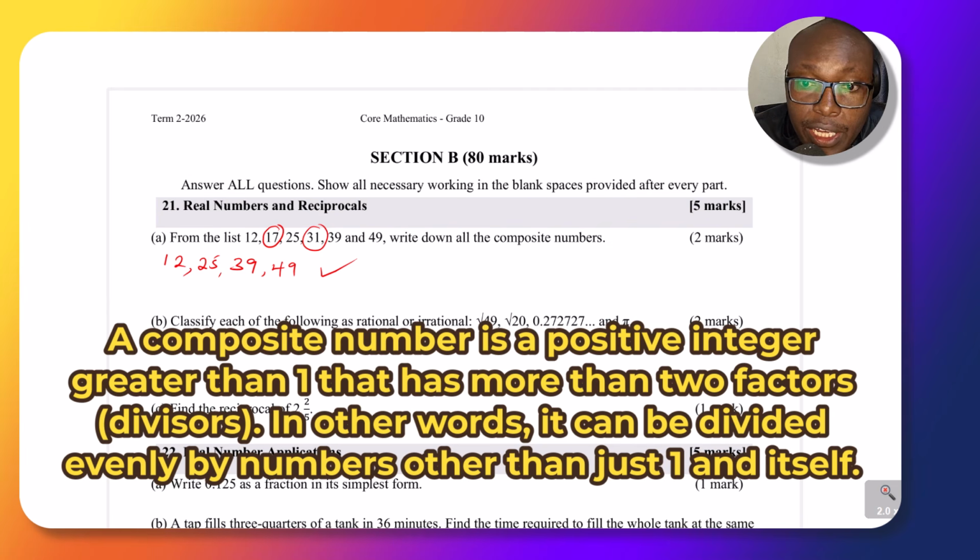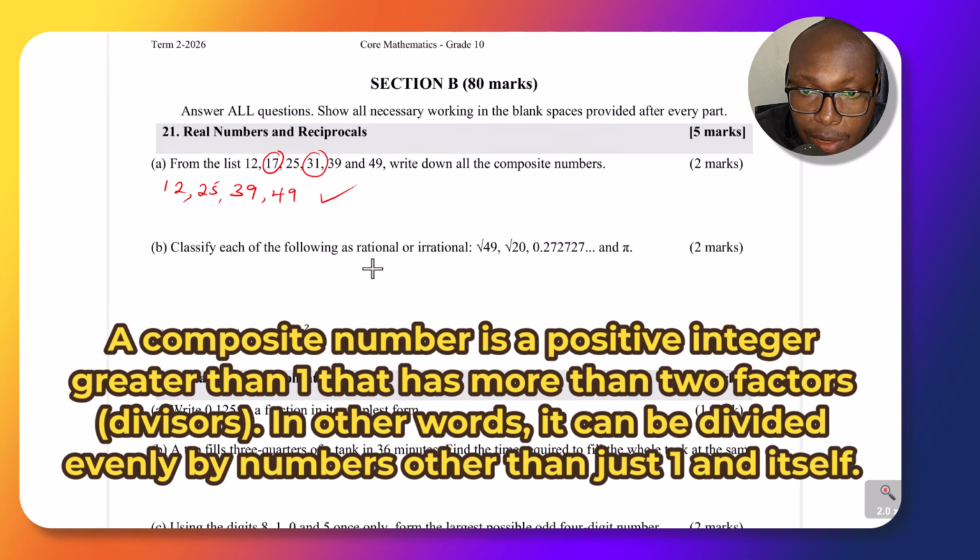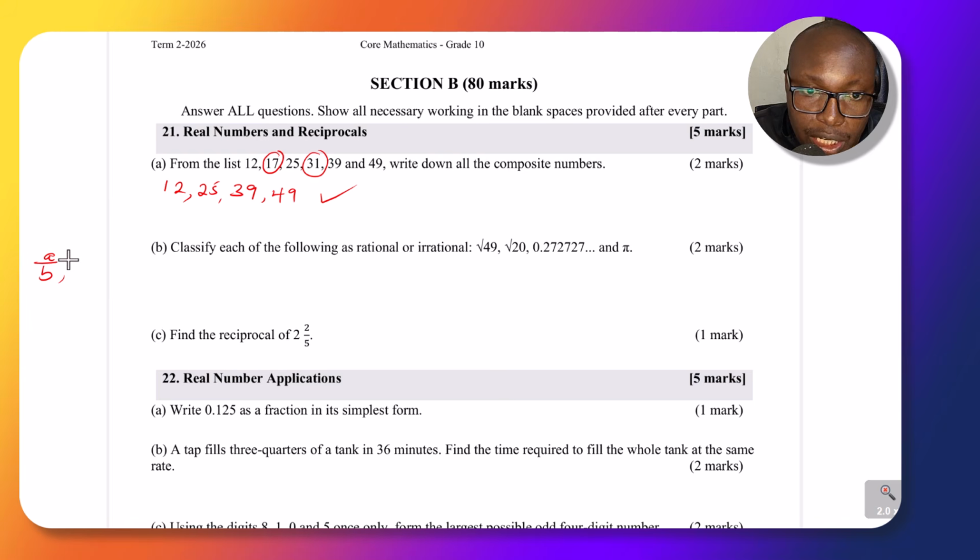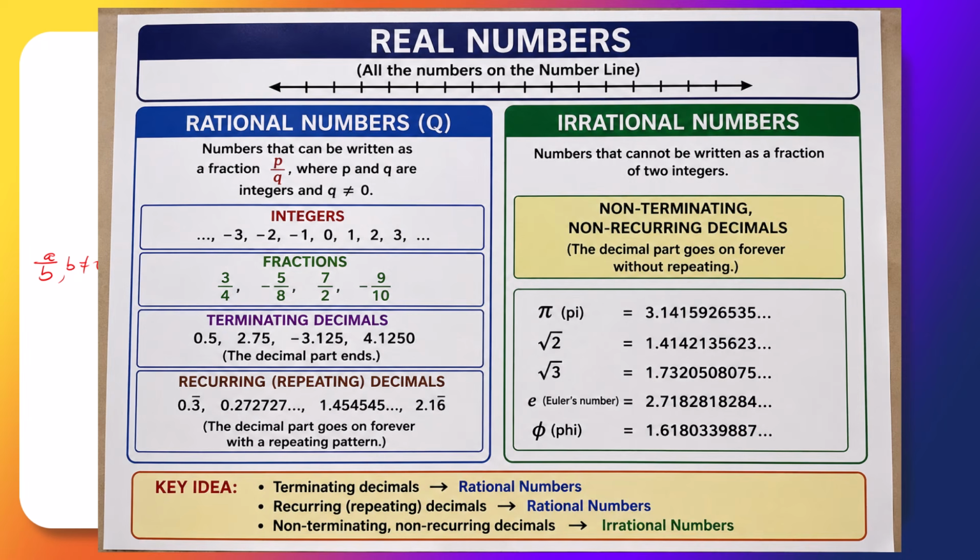Classify each of the following as rational or irrational. We also mentioned these rational numbers. A rational number is any number that can be written in the form a over b, where a and b are integers and b should not be equal to 0. So we have 49. We first list the rational numbers.